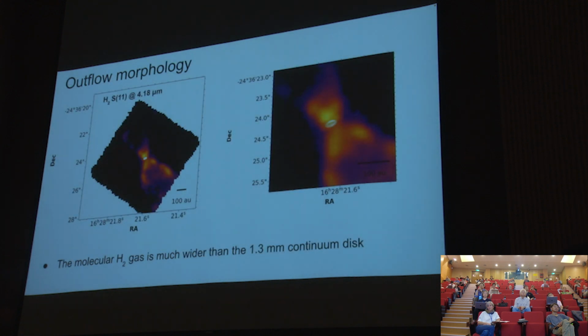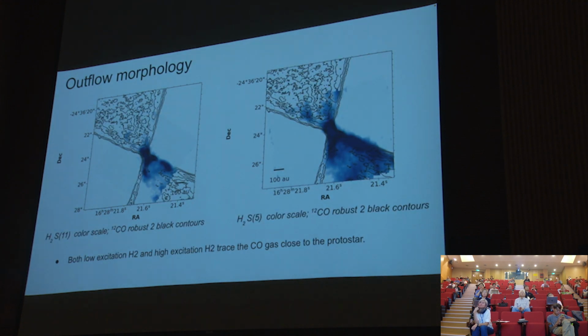We also detect molecular outflows from this particular protostar. Here I'm showing the hydrogen H2 S(11) line. In the center we show the disk from the eDisk observations, the 1.3 mm continuum disk. We see that the disk is quite tiny when compared to the molecular H2 outflow, indicating that it's not just the dust disk, but also the gas disk from which the outflow might be launched. And when we compare this outflow morphology to the 12CO outflow, what we find is something very interesting.